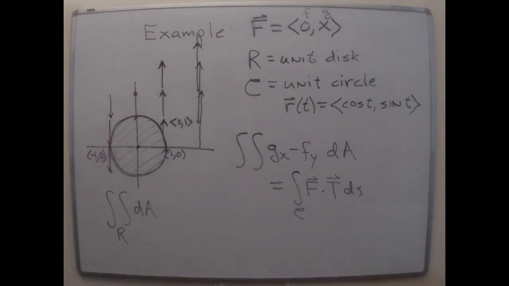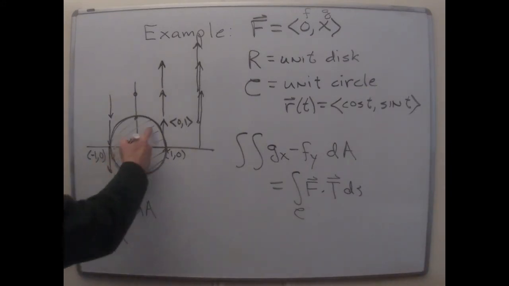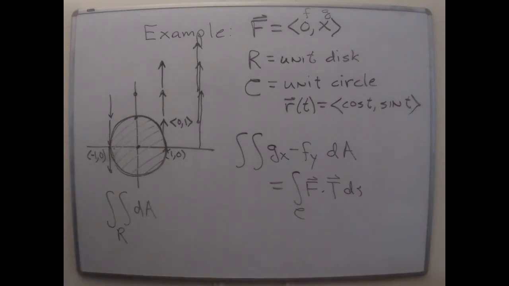That should be the area of the region. Do we know what the area of the region is? Because if you integrate differential area, you ought to get area. Yeah, this is a circle of radius 1, pi r squared gives us pi. This is pi.